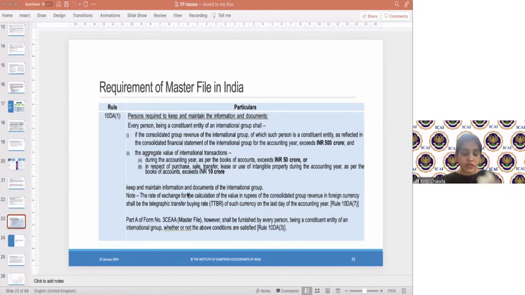There's a question on the chat box: if the parent company is in India but is not crossing the threshold limit, then who will file CBCR? Well, if the parent company is not crossing the threshold, if the consolidated group revenue is not more than 6,400 crore rupees, then obviously the requirement to file CBCR does not arise. They don't have to file CBCR in that case.